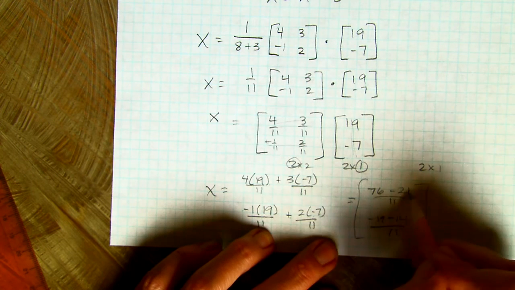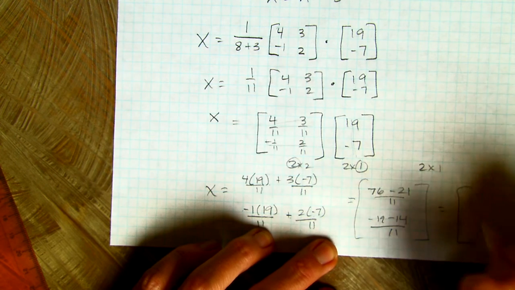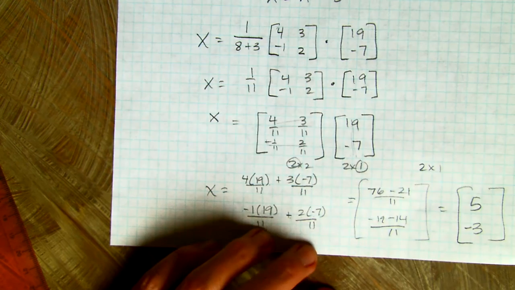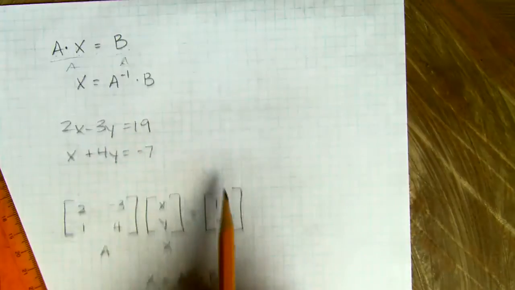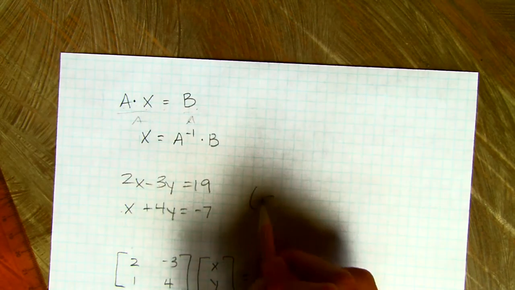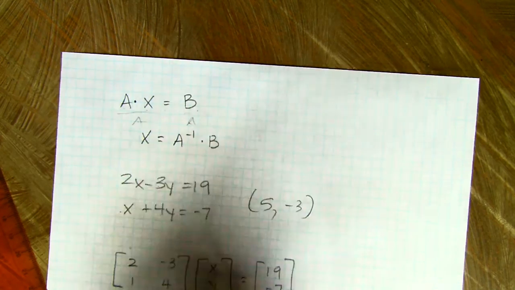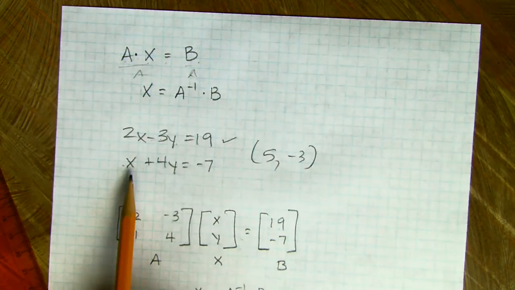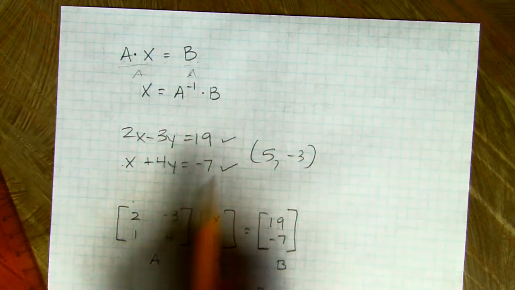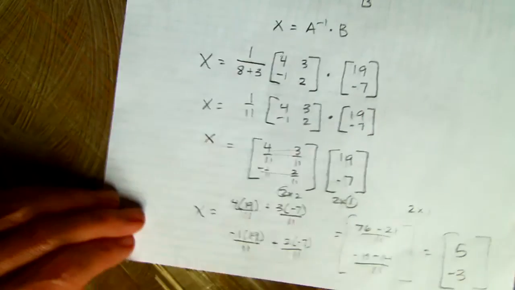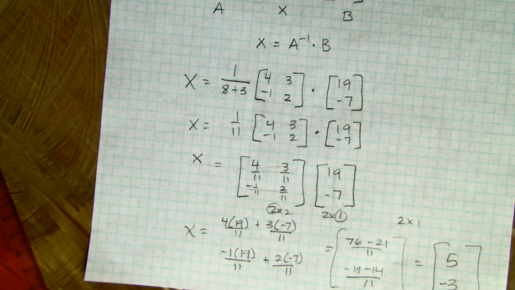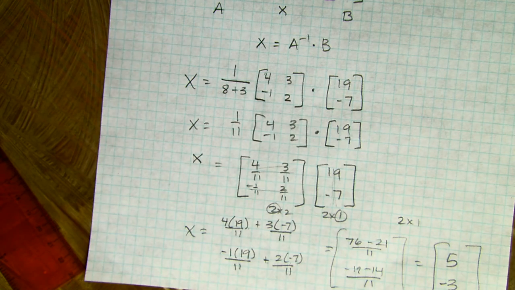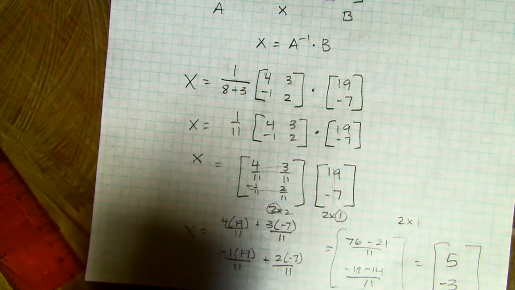So this is a nice number. 55 over 11 is 5. Negative 33 over 11 is negative 3. So my solution to this system must be 5, negative 3. 2 times 5 is 10, plus 9 is 19, that checks. 5 minus 12 is negative 7, that checks. Now, what makes this useful is when I have a system of equations 3 by 3.